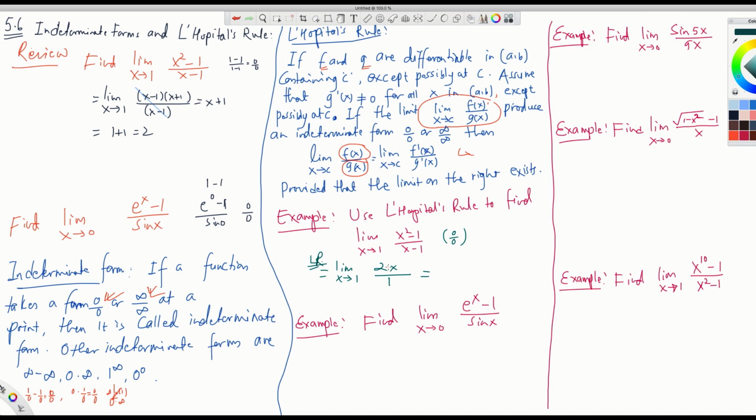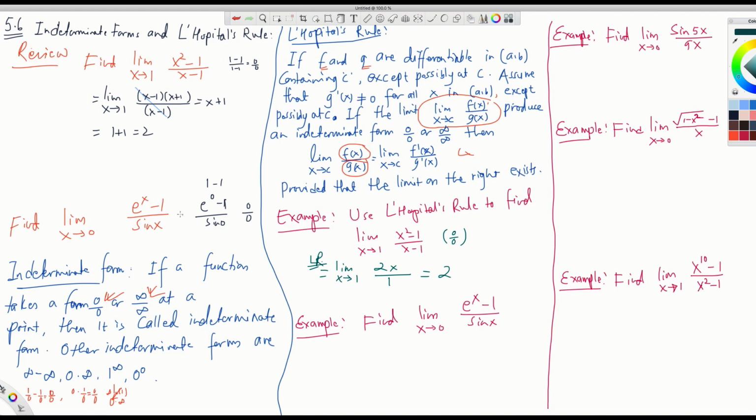If you plug in the limit, do you get 0 over 0? No, you don't get 0 over 0 anymore. So 2 times 1 is 2, over 1 is just 2. That is the answer. So you don't have to do all the simplification. It is just easy, right? Find the derivative of the top separately, find the derivative of the bottom separately. Never make a mistake by doing the quotient rule here. Just find the derivative of f, find the derivative of g separately and plug in the limit.